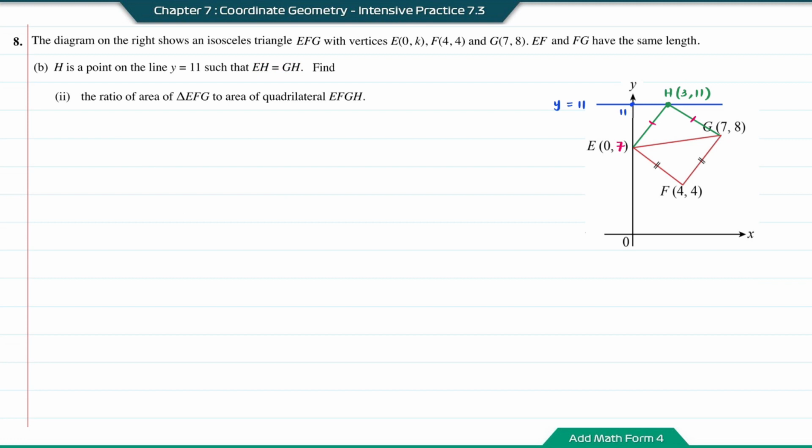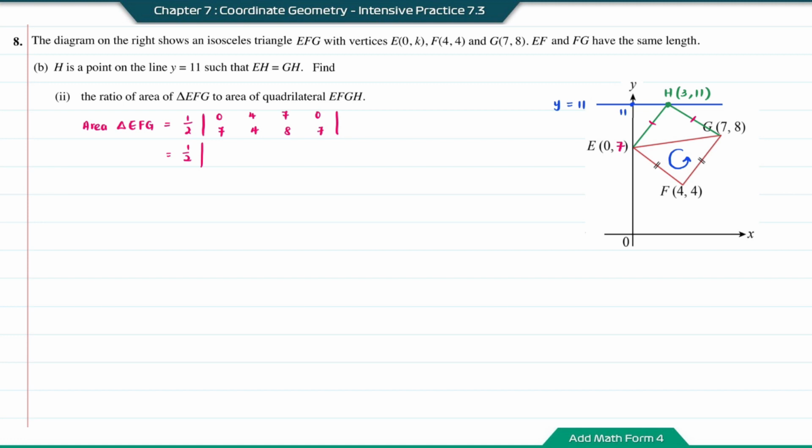Number 2, find the ratio of the area of the triangle EFG to the area of quadrilateral EFGH. First, we're going to find the area of triangle EFG using the shoelace formula. Here we are going to arrange the coordinates anti-clockwise. Start with the coordinate E. So it will be 1 over 2. Start with (0, 7), followed by (4, 4), (7, 8), and end with the first coordinate.